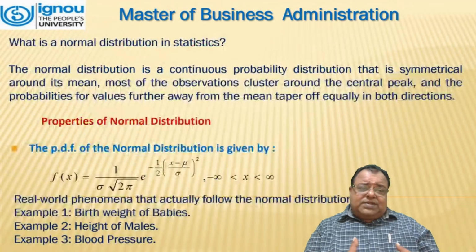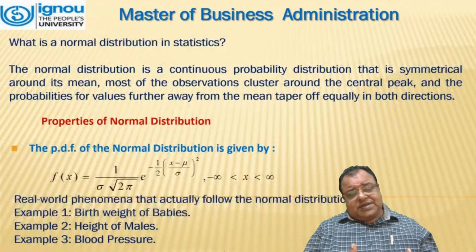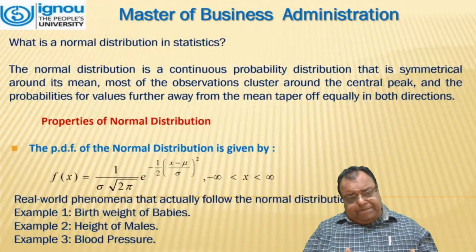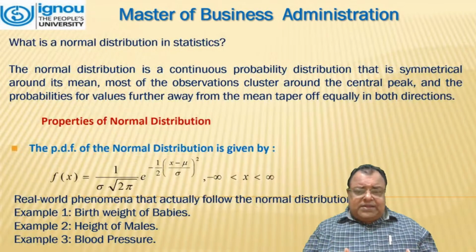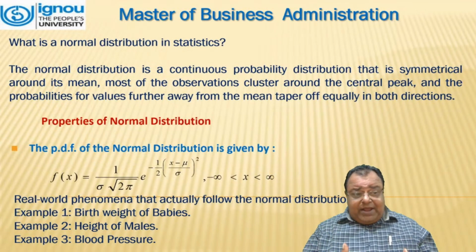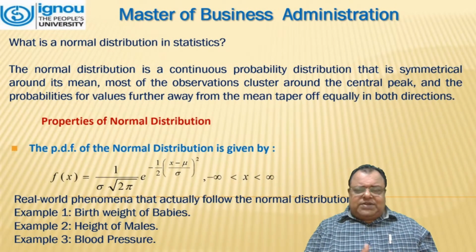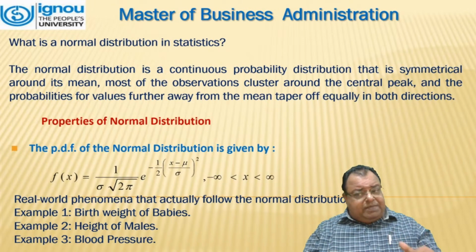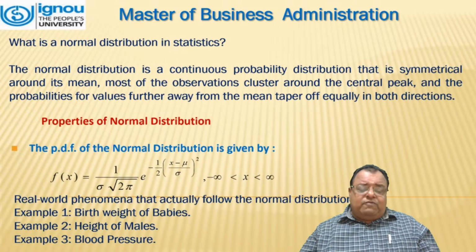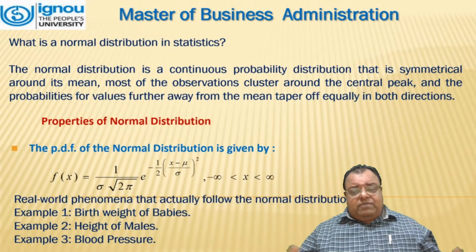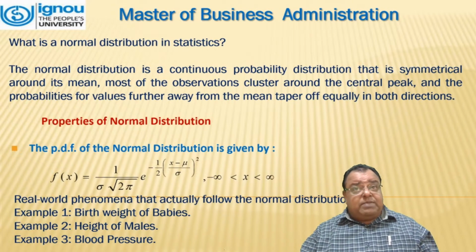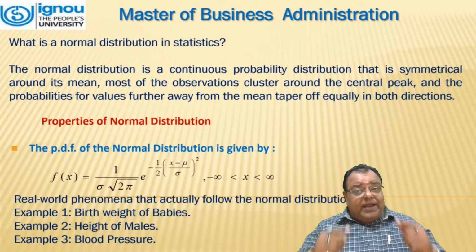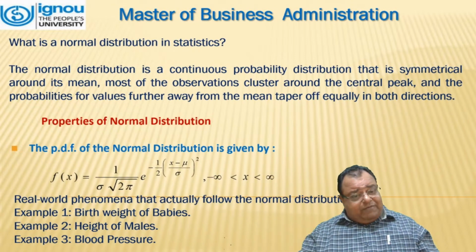Now the question is, what is normal distribution in statistics? A normal distribution is a continuous probability distribution that is symmetrical around its mean. Most of the observations cluster around the central peak, and the probabilities of value further away from the mean taper off equally in both directions. That is why it is a bell-shaped curve.